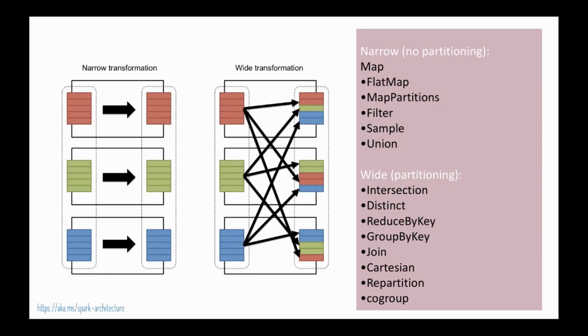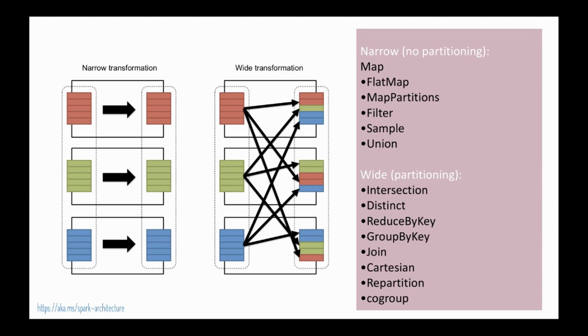Okay, we said it's a distributed system. We said there are a lot of operations: SQL operations, machine learning operations, streaming operations. But at a very high level we can divide them into narrow transformations and wide transformations.